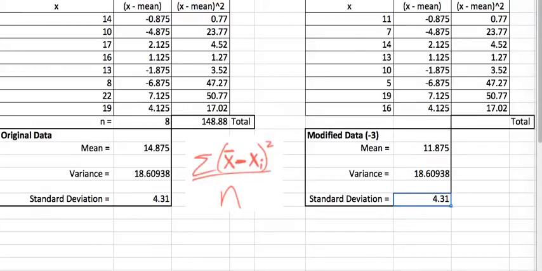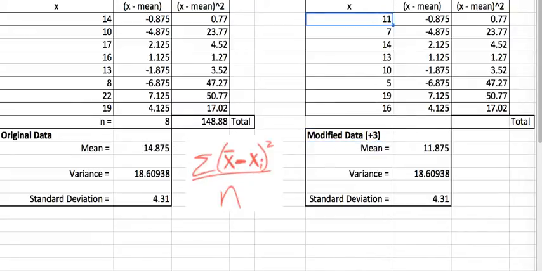I'll bring these both down. So we see here when I subtract 3 from all of my data, it decreases the mean, but my variance and standard deviation stayed the same. Now let's see what happens, say, if we were to add 3.